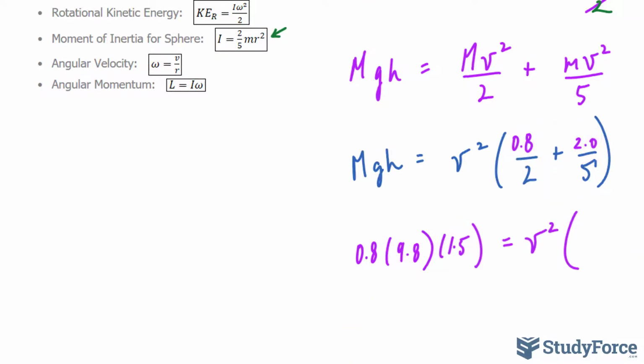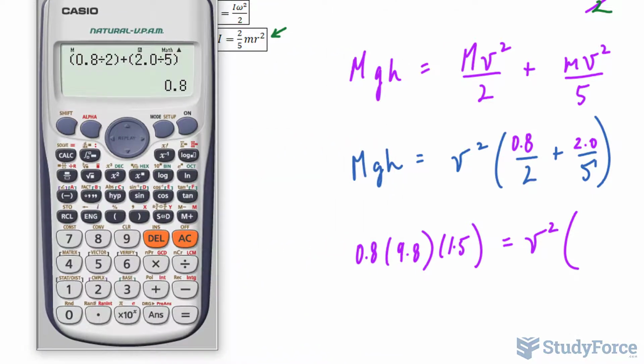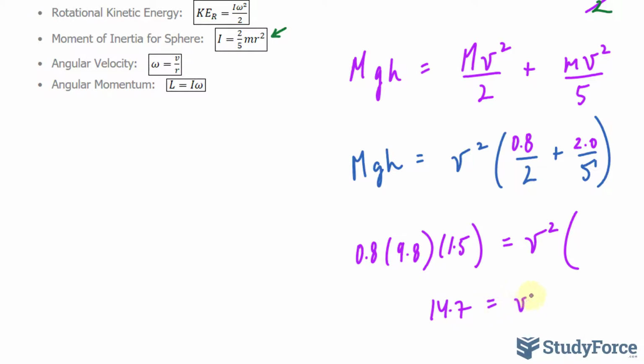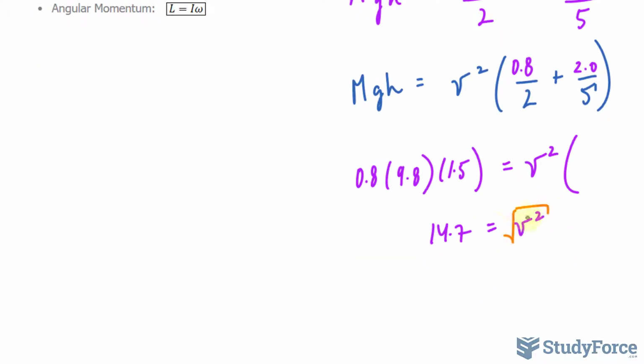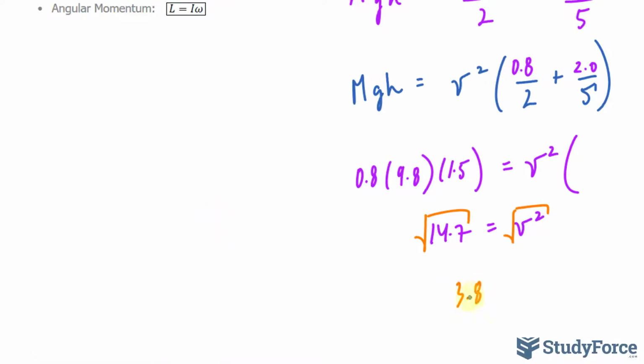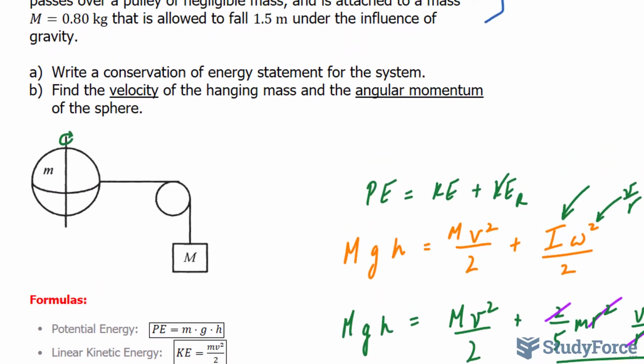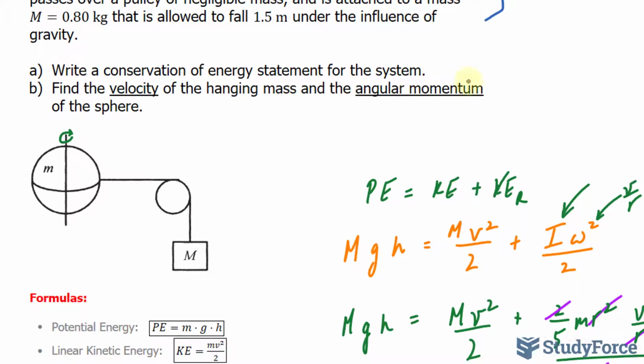So we will calculate this part and then divide both sides by what we find. So 0.8 divided by 2 plus 2.0 divided by 5. That gives us 0.8. We'll divide both sides by 0.8. So let's multiply the left side and then divide by 0.8. 0.8 times 9.8 times 1.5 divided by 0.8. And that's what we get as 14.7 is equal to v to the power of 2. Now we square root both sides, and we end up with 3.8 plus or minus is equal to the velocity. Of course, we're only going to take the positive version because the negative version doesn't make sense in the context of this question. We found the velocity, and now we need to find the angular momentum.